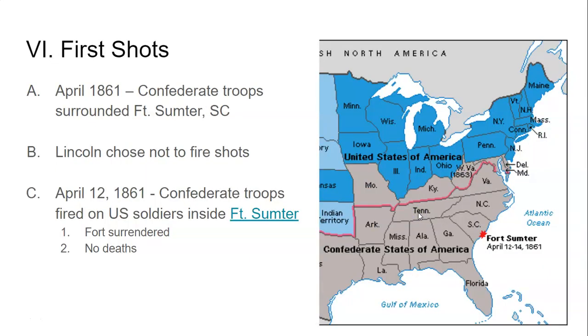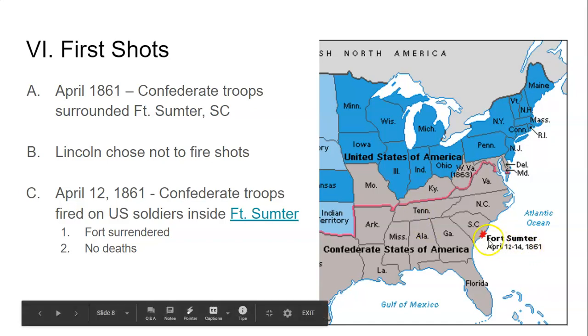All right, so we've now made it to the first shots of the war. Because at this point, I know I keep saying the word war, but we really don't have a war yet, right? We have states that are leaving, but that's not really a war. So we have to have first shots, some type of show of aggression, before we can actually call this a war. And that happens in April 1861.